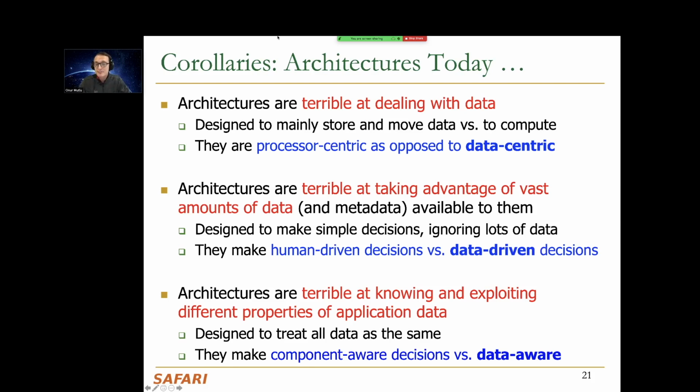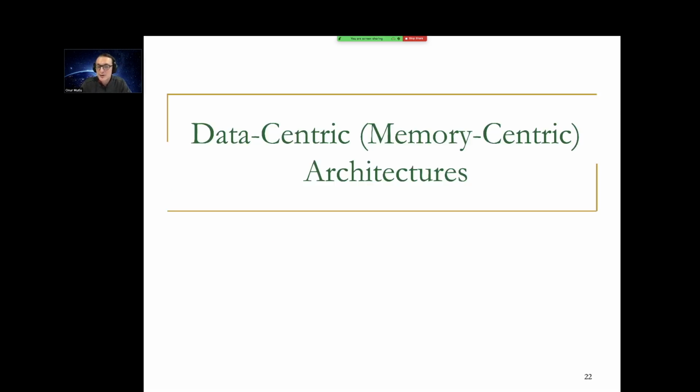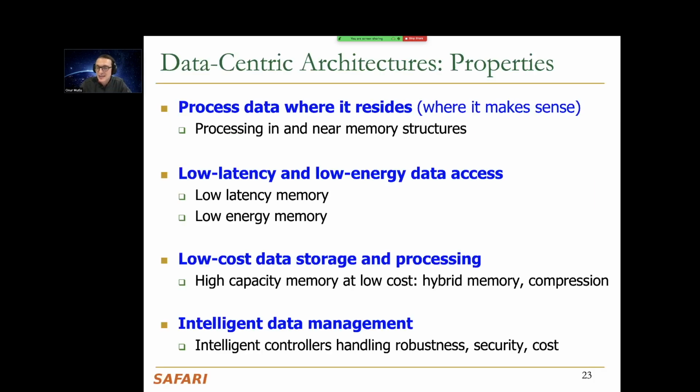So all of these three properties, I believe, are important to satisfy for future architectures: data centricity, data-driven decision-making, and data-aware algorithms and systems. And as I said, I don't have time to talk about all of them, but I'm going to focus more on the data-centric architectures today. But I'm happy to talk about it if you think we have time.